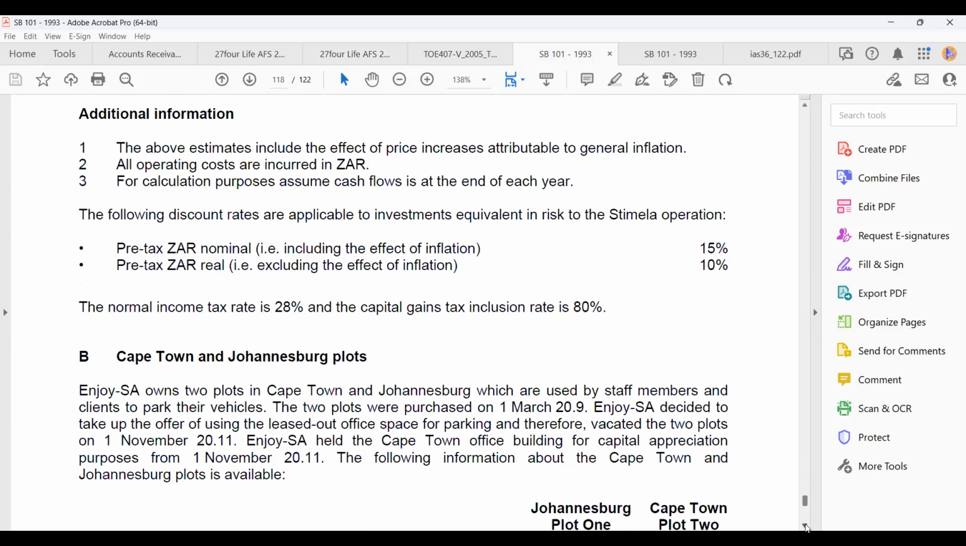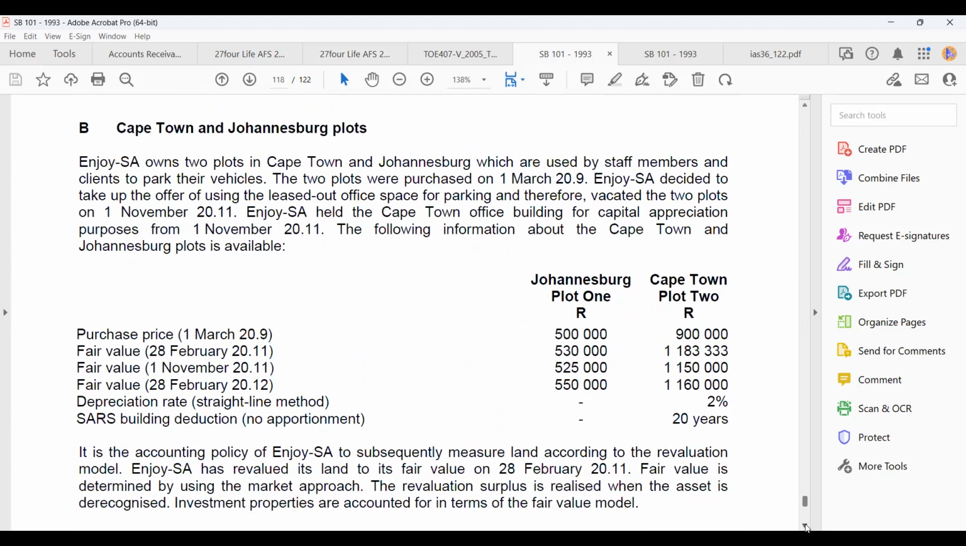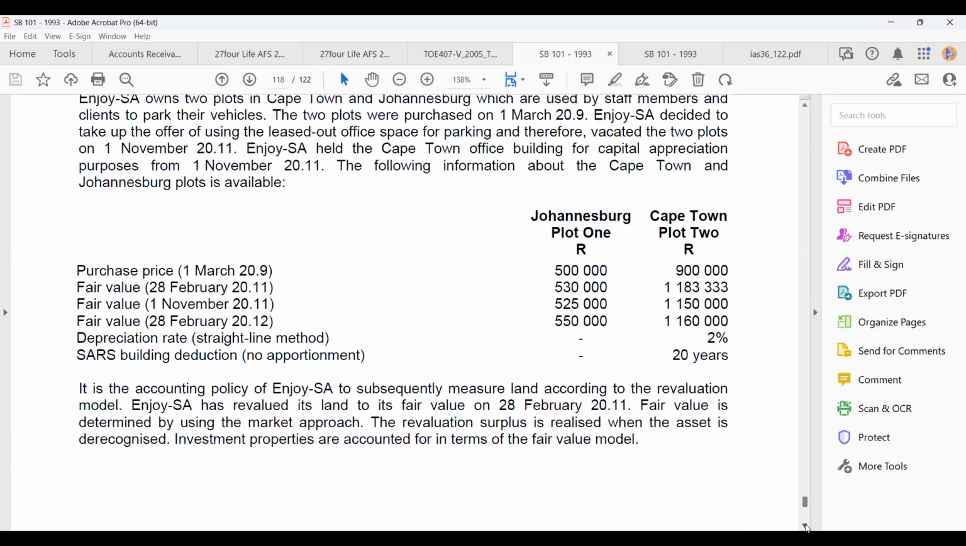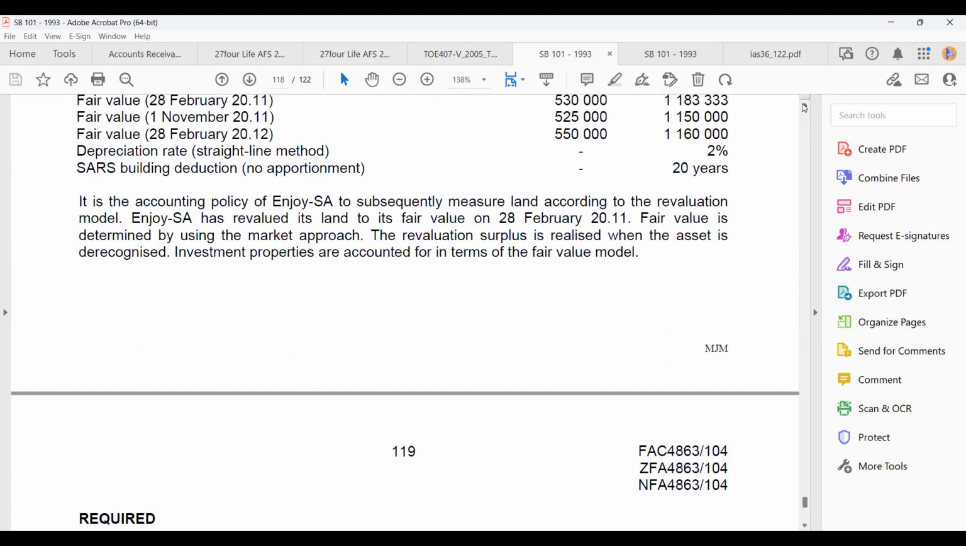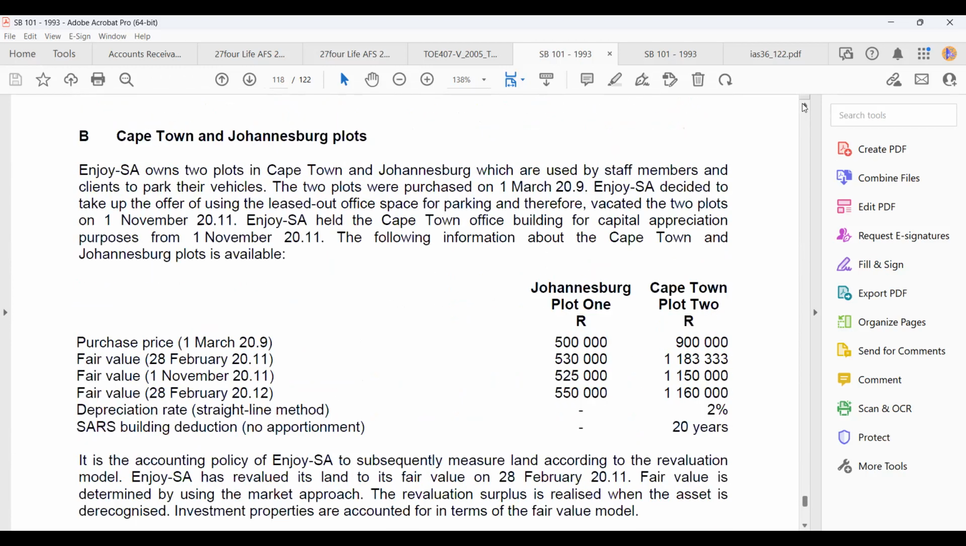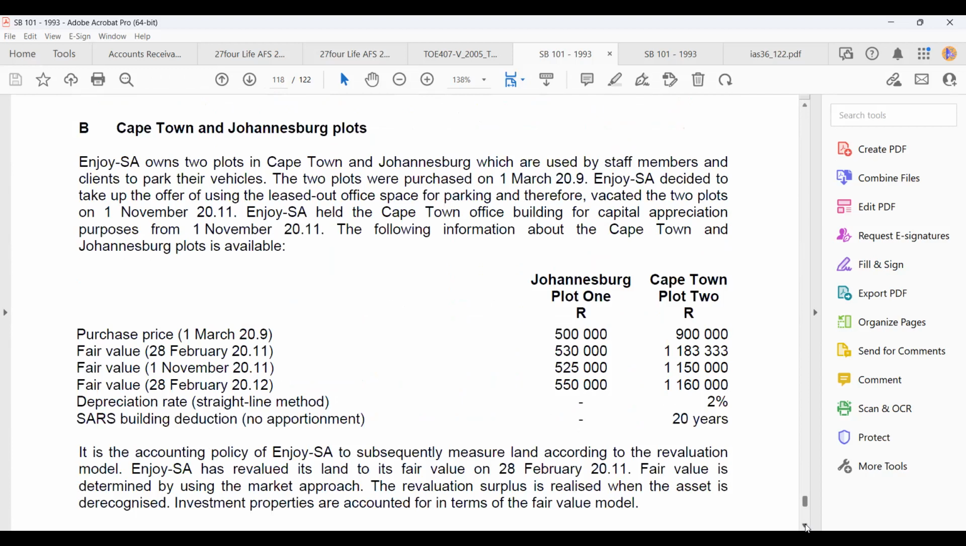So today we're going to cover part B. Part B is just basically this, I think. Yeah, just this. So this is basically the Cape Town and Johannesburg plots. We will walk through it again.